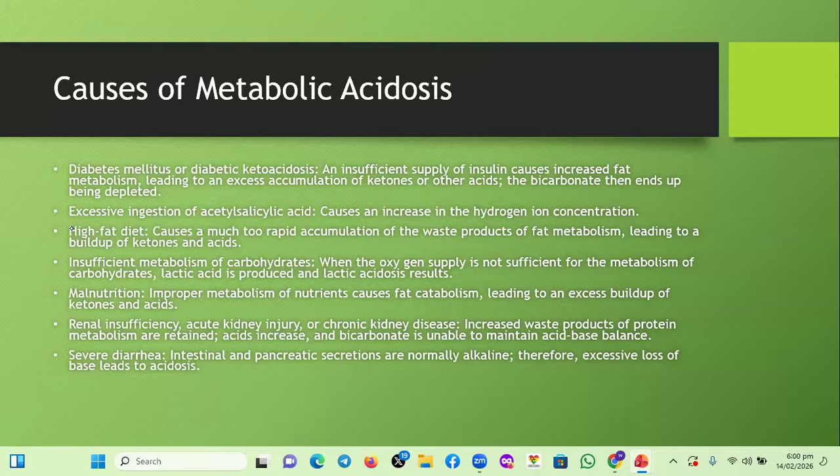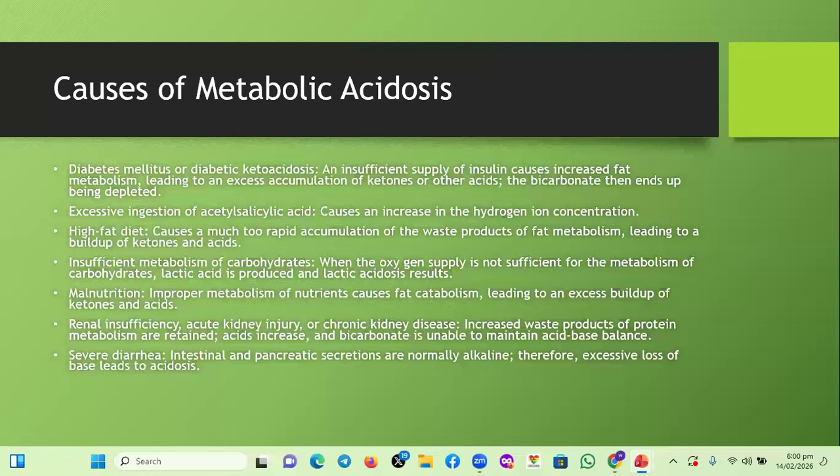Then we have severe diarrhea. And so that is where the GI system comes in. We know that the GI system, or the GI tract, is predominantly acidic. And so if someone is experiencing diarrhea, severe diarrhea, it will lead to loss of intestinal and pancreatic secretions, which are normally alkaline. Therefore, excessive loss of base leads to acidosis.